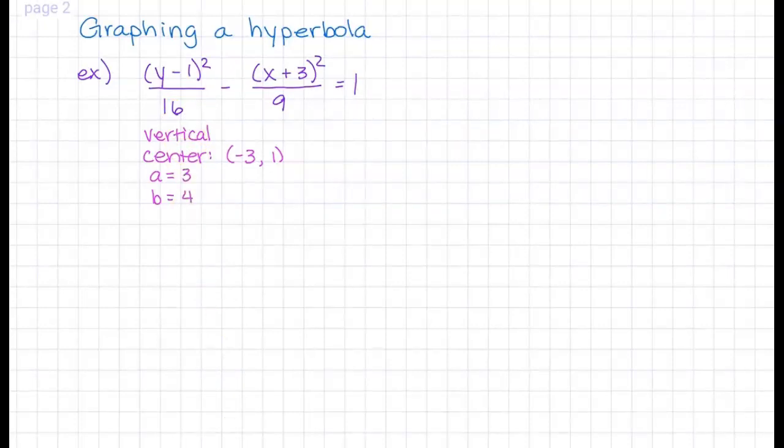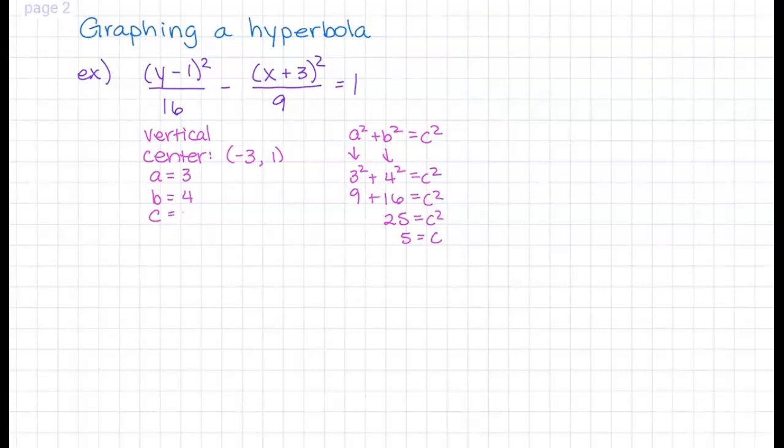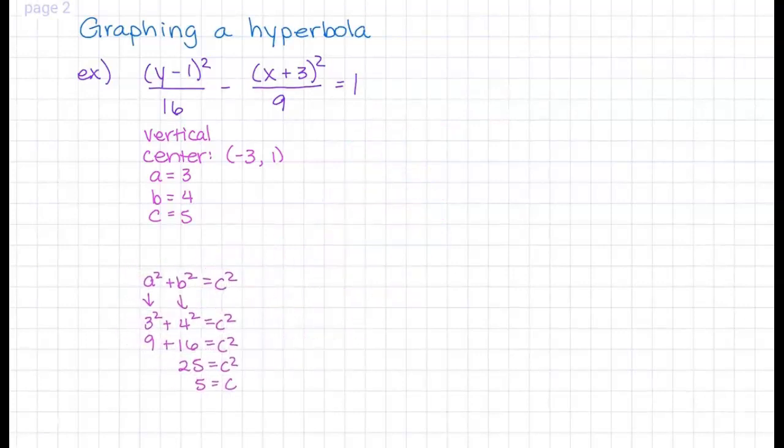And then remember, we have this formula here, A squared plus B squared equals C squared. If A was 3 and B was 4, you might recognize this Pythagorean triple, but we can easily see that C is going to be 5. All right, I think we have enough to start drawing this hyperbola. I'm going to move this over here, make some room on the side. So let's draw this.